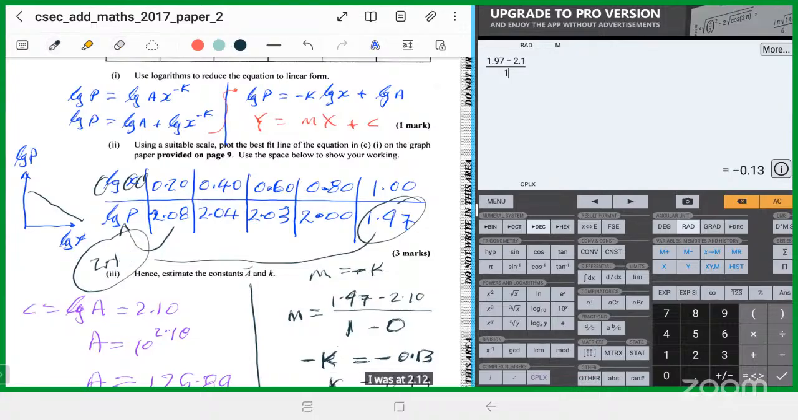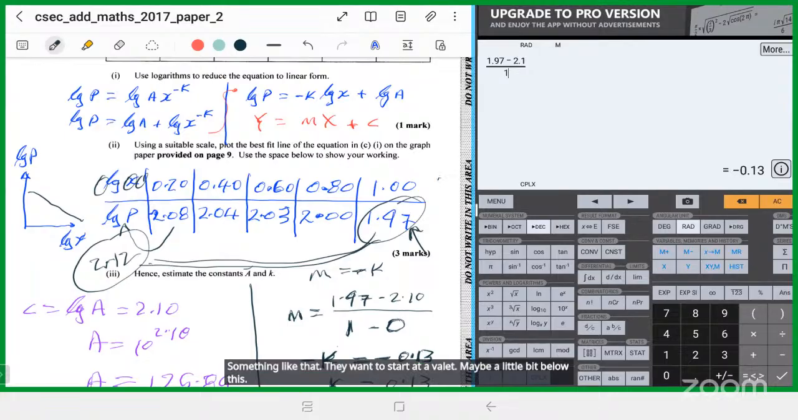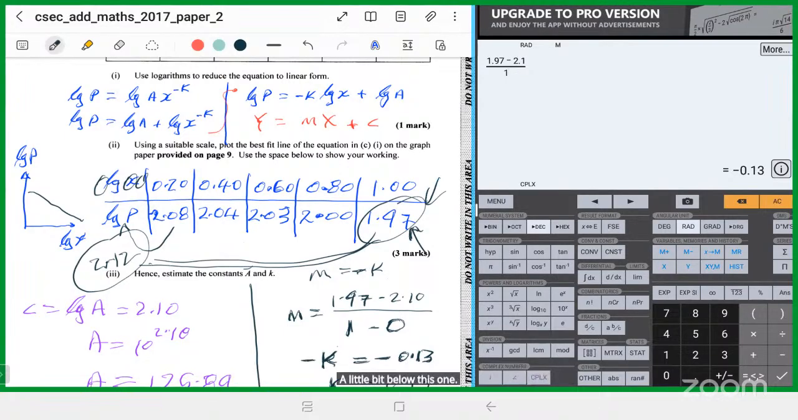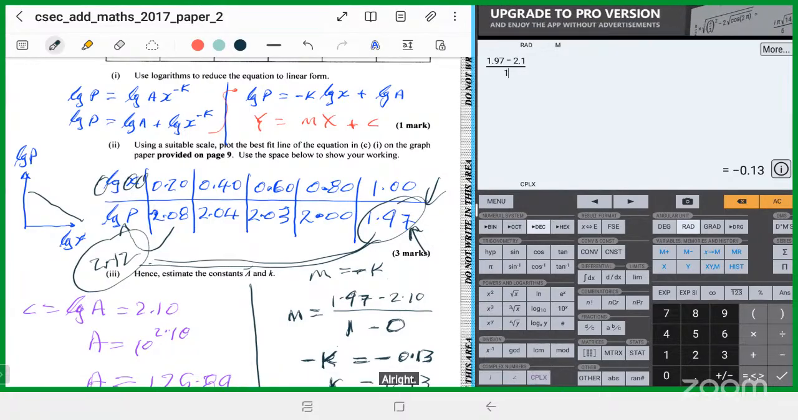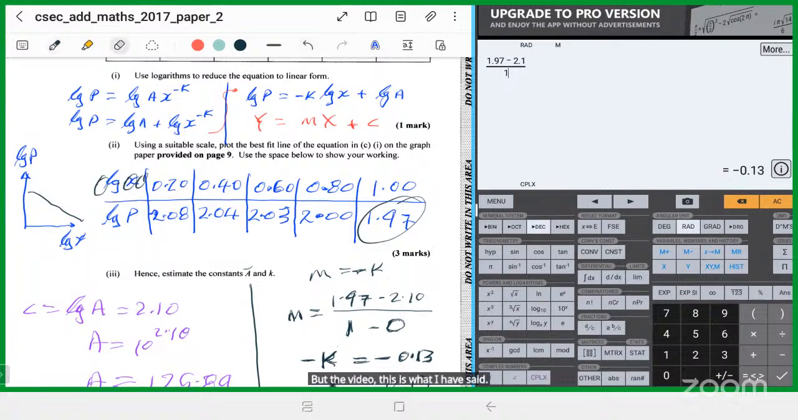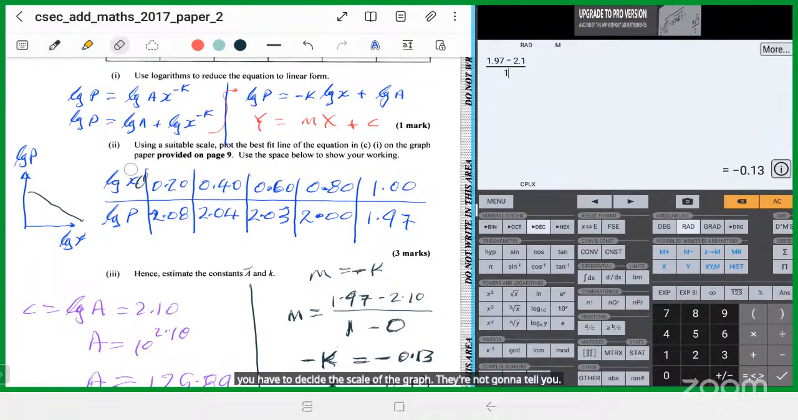You want the scale for your graph to be from here to here. You want to start at that value, maybe a little bit below this one. You're not going to have any point going below that. Alright, so watch back the video. Listen to what I've said as a guide of how you decide the scale on the graph. A lot of the times, you have to decide the scale of the graph. They're not going to tell you. You have to decide it yourself.